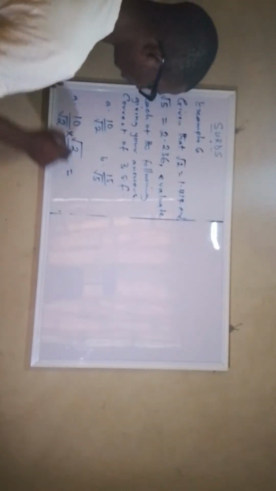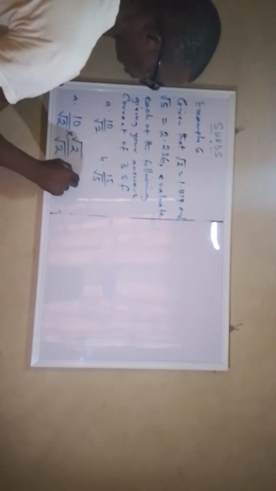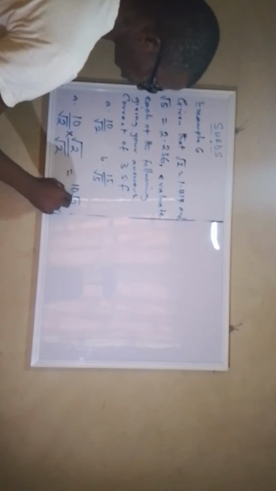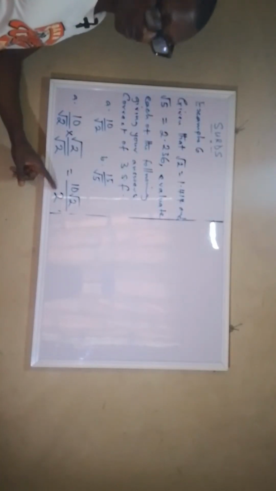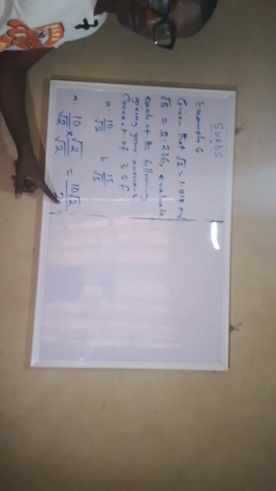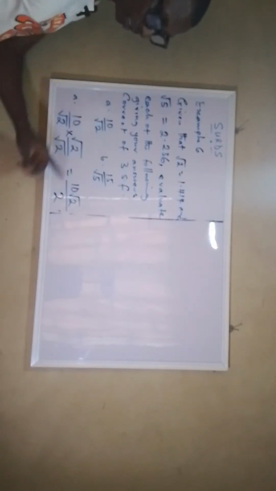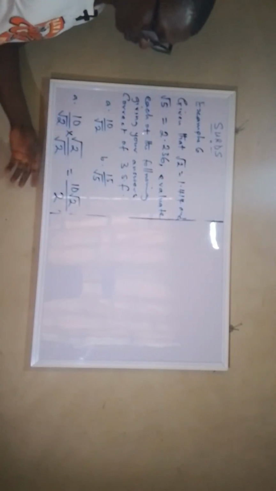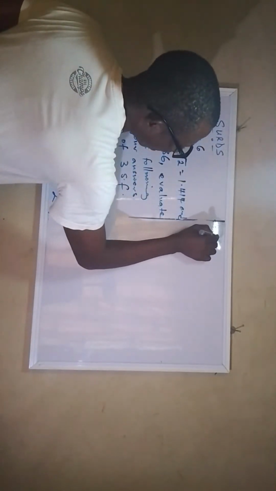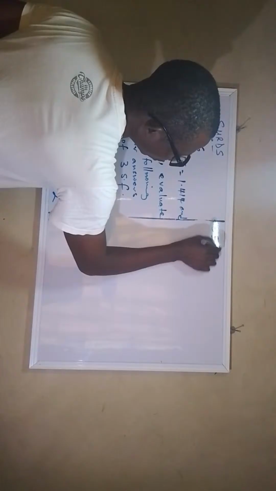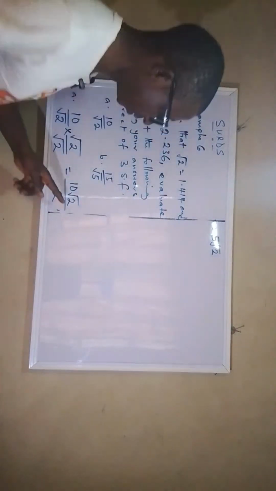So this gives you 10 times square root of 2. That's going to give you 10 square root of 2 over square root of 2 times square root of 2. That's going to give you 2. So you can see now we have rationalized it. So the number we have here now is a rational number. It was irrational before. Now it's rational. So let's simplify. So 2 goes into 10 five times. So we have 5 square root of 2. So that's what we have now.